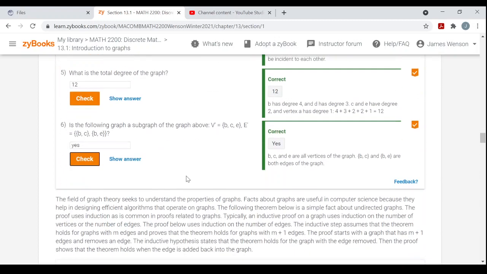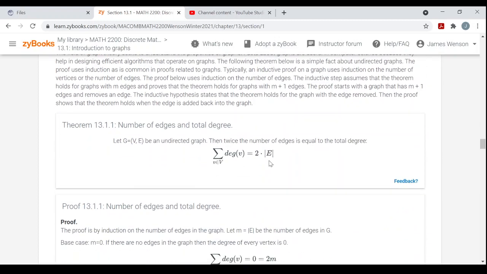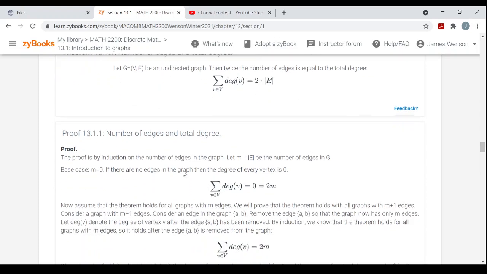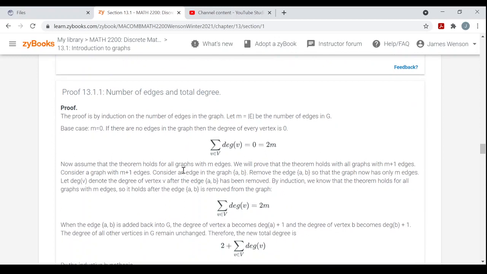And you could also use this theorem to help you find the number of edges. If you know the total degree, just divide by 2, and you'll get the number of edges. Very nice result. And I will let you read the proof. It's a very nice proof, a proof by mathematical induction on the number of edges.